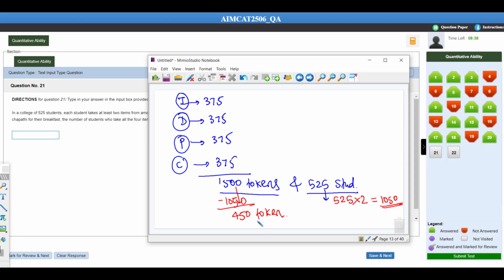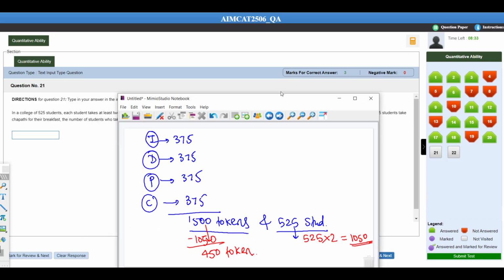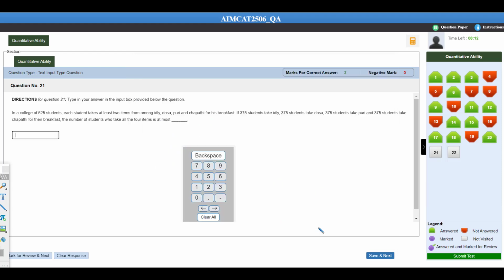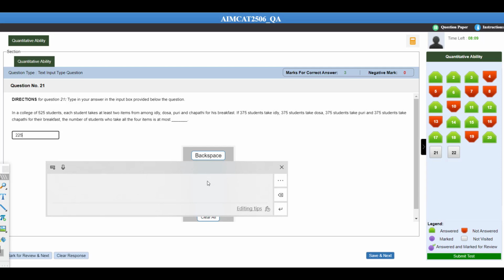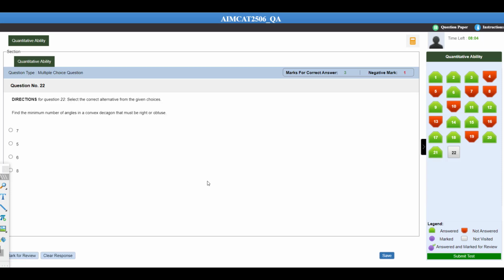At this point of time, everyone is having 2 tokens. We want to maximize the number of students who are having all 4 tokens. So now start giving 2 more tokens to each. We can give 2 more tokens to 225 students. So these are the 225 students who are having exactly 4 tokens and others are having exactly 2 tokens. So a maximum of 225 students can have all 4 tokens. Yes. 8 minutes are left now.